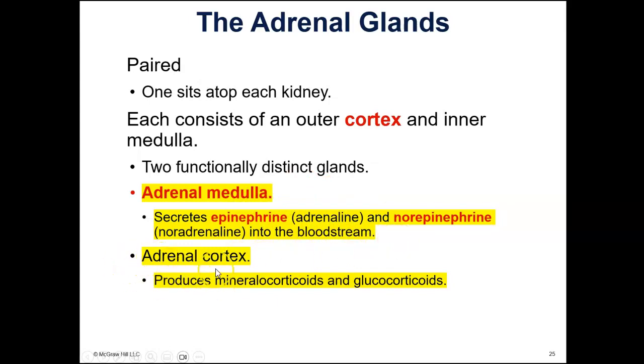Then we have the adrenal cortex, which produces mineralocorticoids like aldosterone and glucocorticoids like cortisol. And you probably have heard of cortisol. It's the stress hormone.